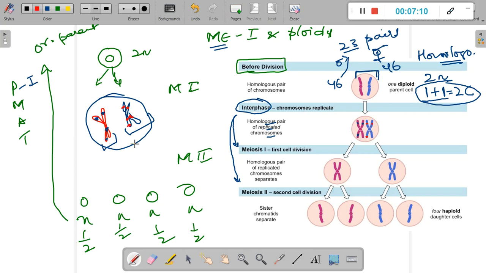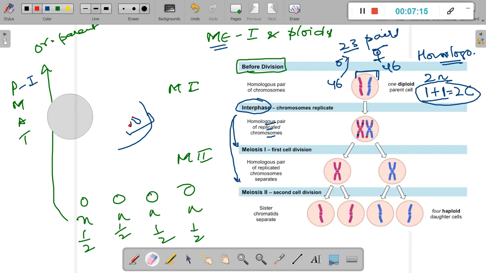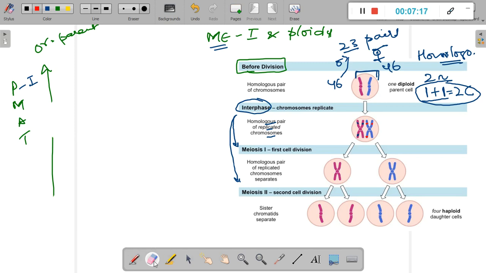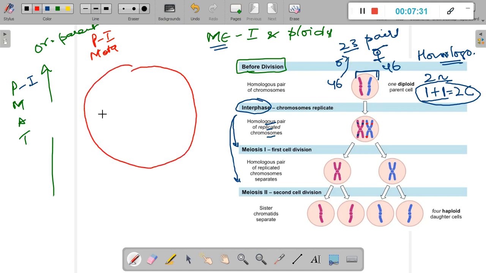Now after prophase, the next stage is called the metaphase, right? Let's just rub all of this and see what happens after prophase. Prophase 1 is all about exchanging the genes, and the genes have been exchanged. Then we have the metaphase, and in metaphase the chromosomes will align. So this is the cell, and we have chromosomes randomly here, with crossing over going on between the homologous pairs of chromosomes.